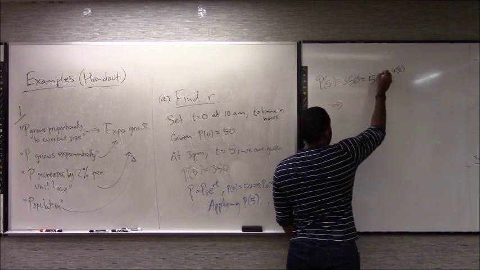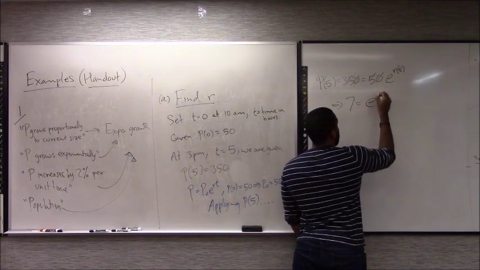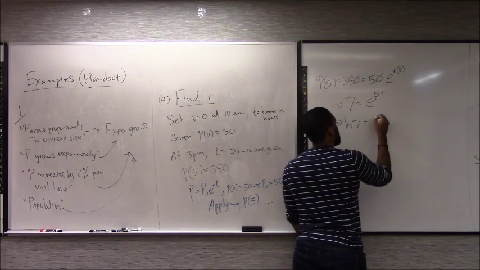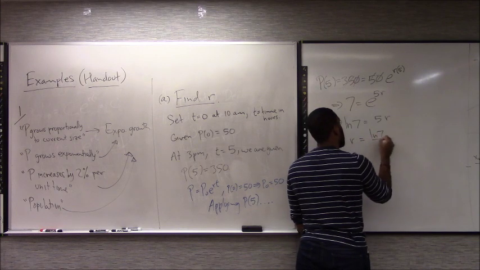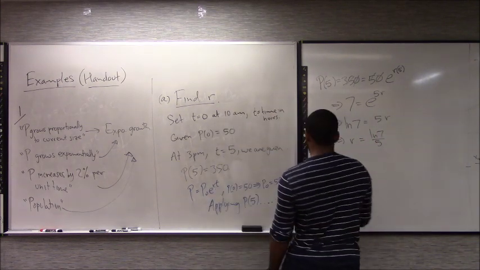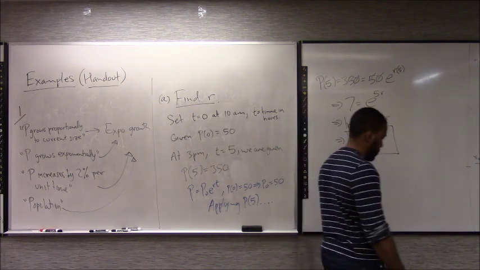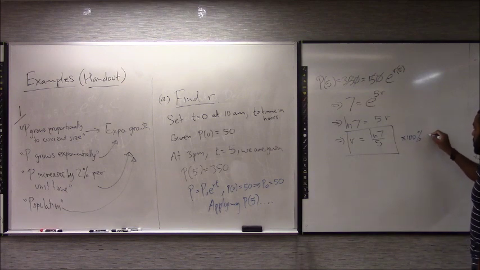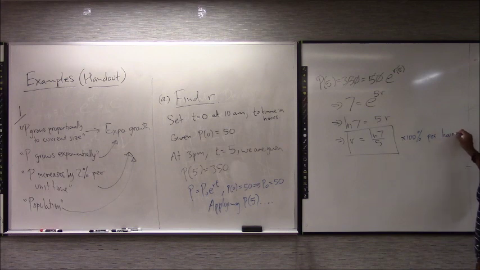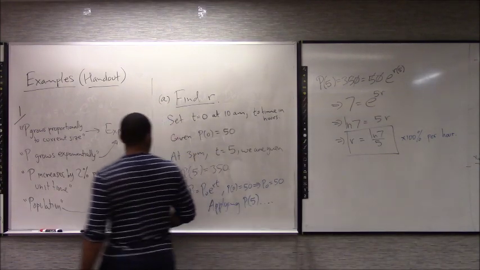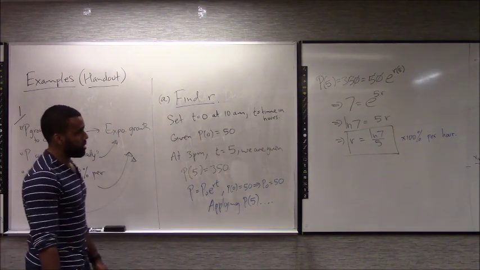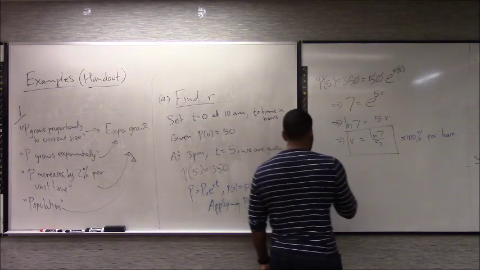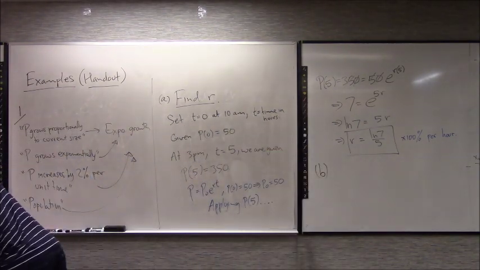I can divide both sides by 50. That'll give me 7. I can take ln of both sides. And so my r is actually going to be ln 7 over 5. And that's the relative growth rate. That'll give you some decimal. You can multiply this by 100% and say it's growing by this percent per hour if you wanted. But that's fine for me. Actually, just say the growth constant, or the relative growth rate, is ln of 7 over 5. B. What is the formula for P of t?